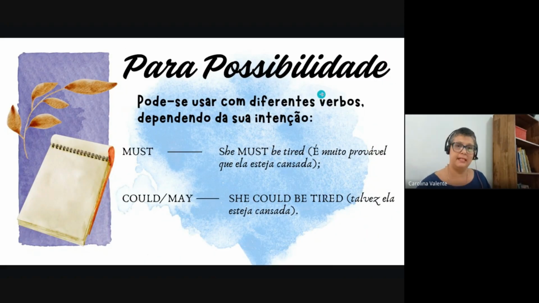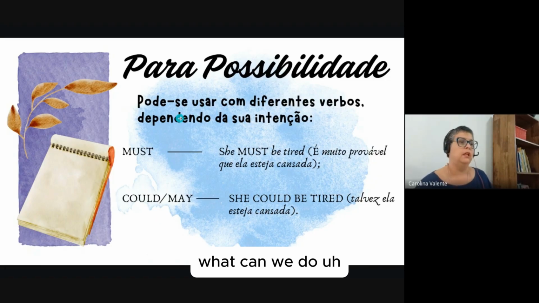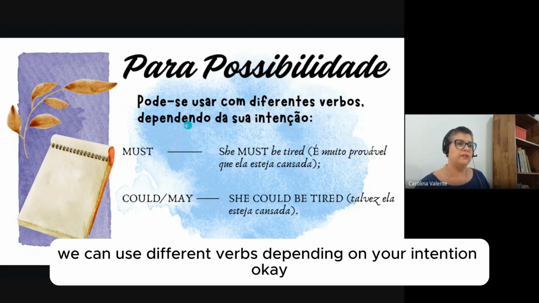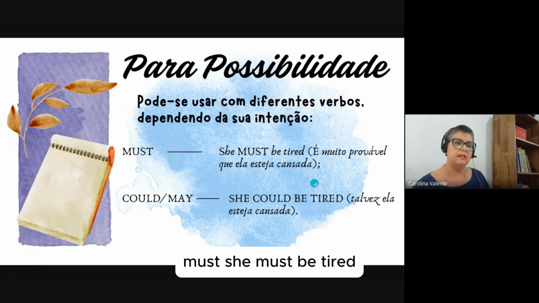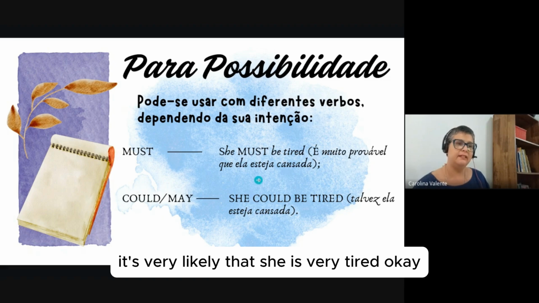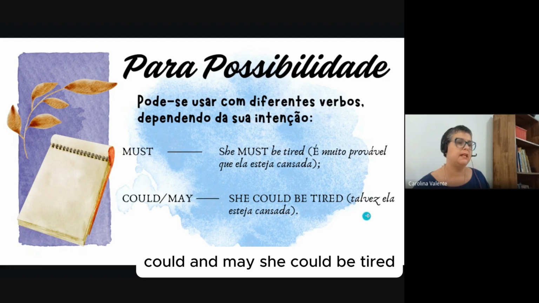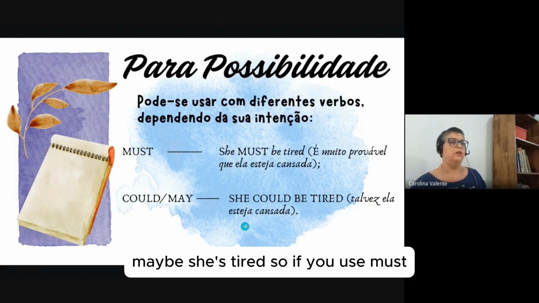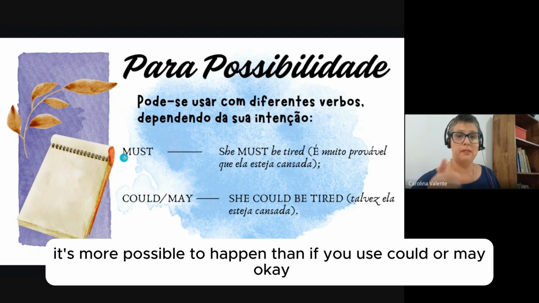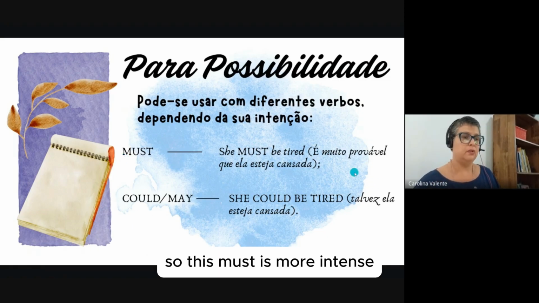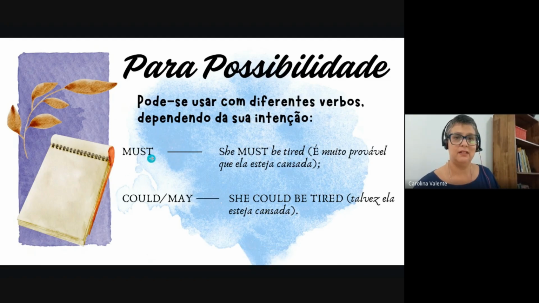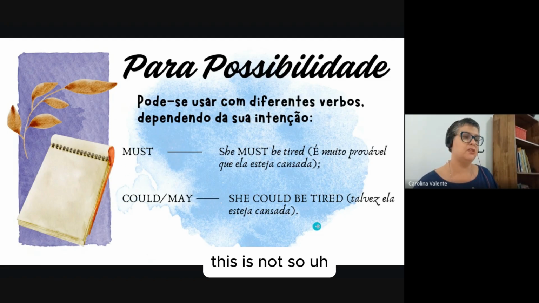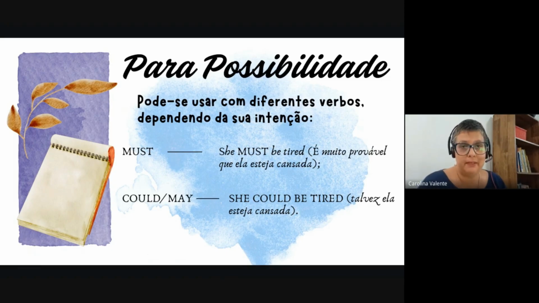For possibility, what can we do? We can use different verbs depending on your intention. Okay? Must. She must be tired. It's very likely that she is very tired. Okay? Could and may. She could be tired. Maybe she's tired. So if you use must, it's more possible to happen than if you use could or may. Okay? So this must is very intense. And could, may, this is not so certain, maybe it will happen. Okay?